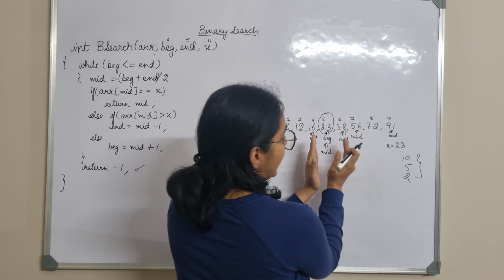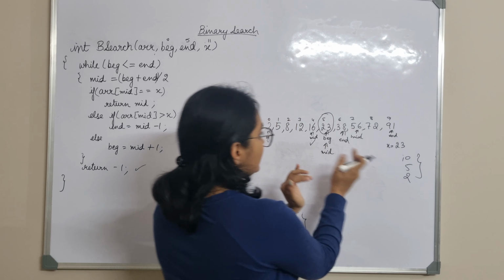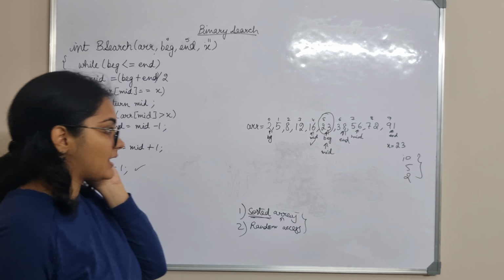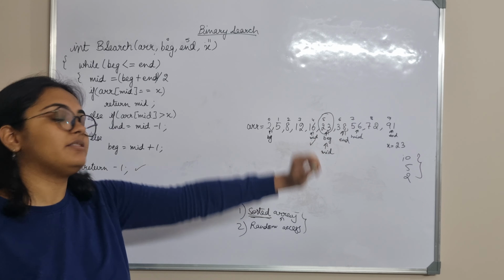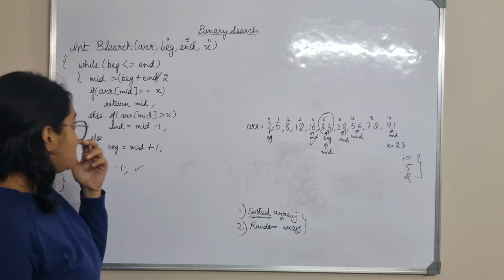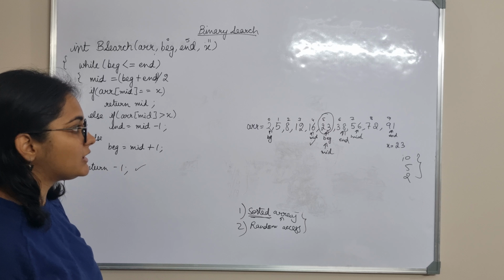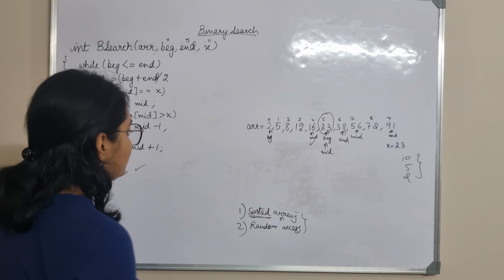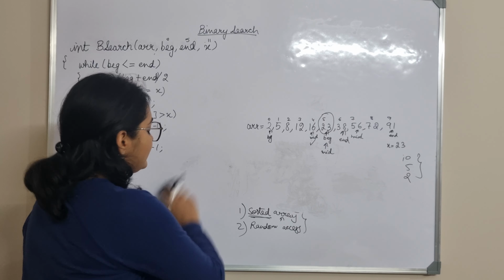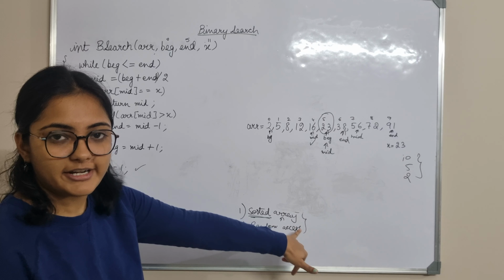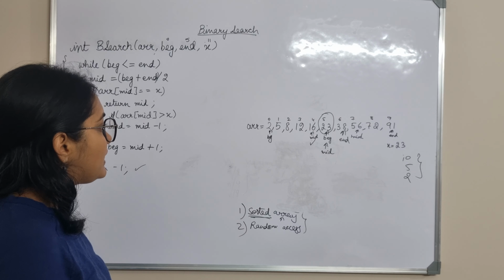Then in the next iteration the search space becomes this. So this is what it keeps doing as it goes on comparing the middle element with the value to be searched. So this is how binary search works. Now let's come to this point. Why is it only applicable for sorted arrays?